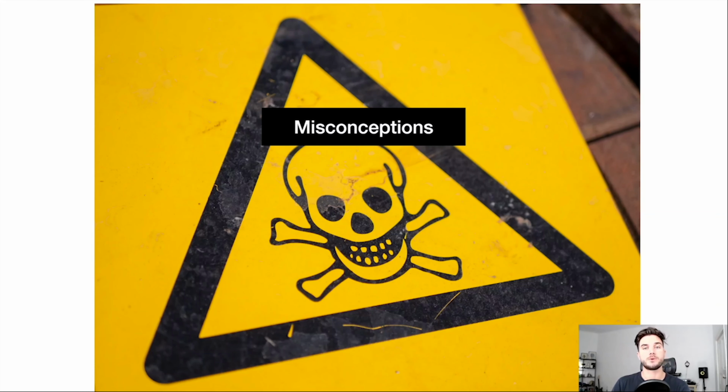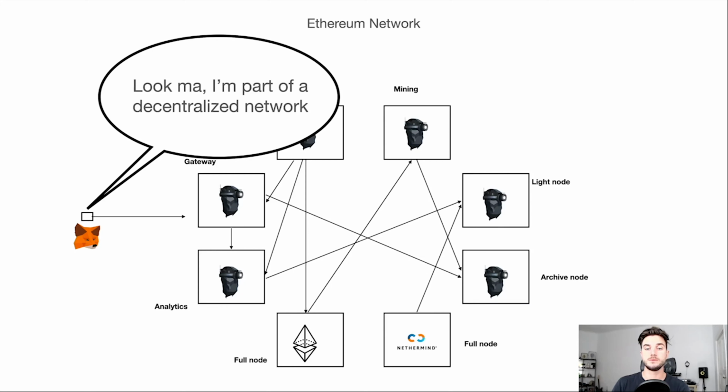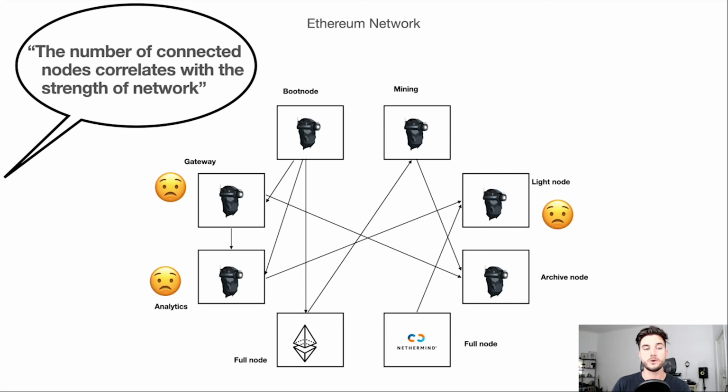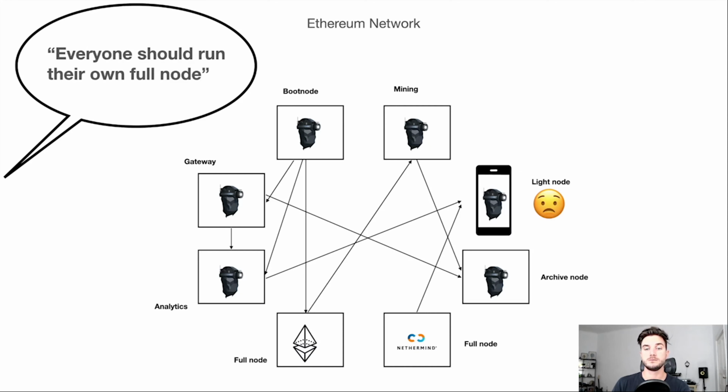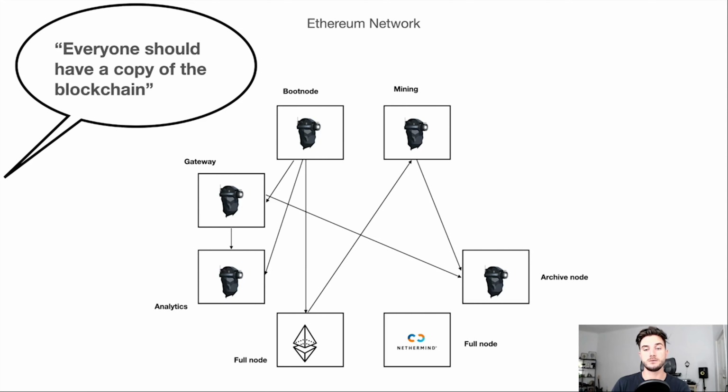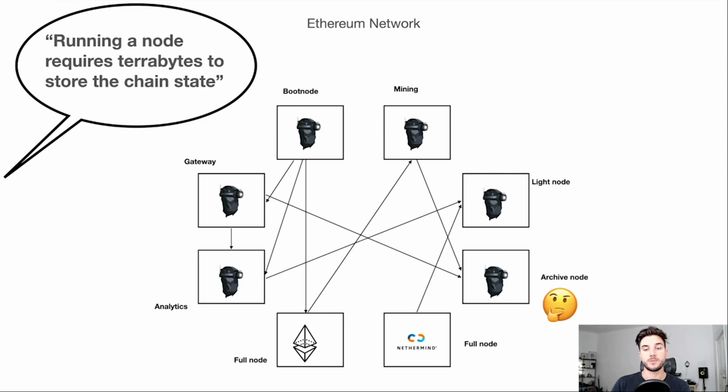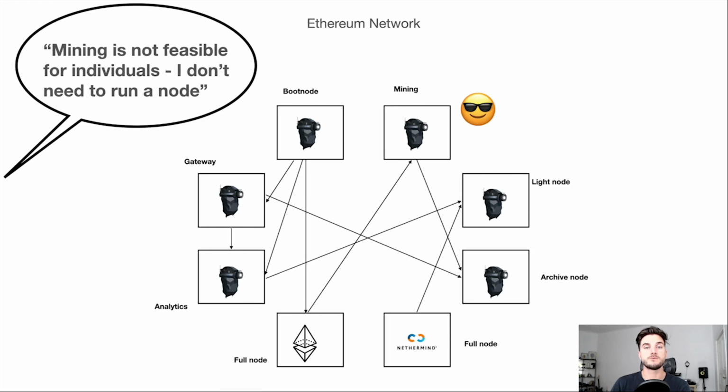This model can also help us with a lot of the misconceptions that we have about Ethereum infrastructure and the decentralization of the system, such as that connecting to the network means there are more nodes and this makes the network stronger, or that the number of nodes correlates with the strength, or that just simply running a node improves decentralization, that everyone should run their own full node, everyone should have a copy of the blockchain, which will just decrease the amount of nodes that can participate, that running these nodes requires terabytes of data, that mining is not feasible for individuals and it's unnecessary to run a node anyways.